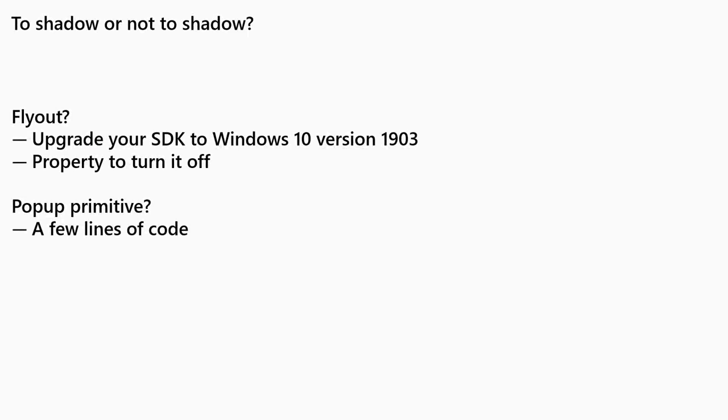OK, as I mentioned, we turned on shadow everywhere for you, so you don't have to do work. But there are 2 situations where we want you to make the decision yourself. First one is flyout. We did not want to break your application by accident, so we decided not to turn on shadow automatically for you for flyout. However, the good news is that when you update your SDK to the May 2019 update, you get shadow automatically. But if for some reason the shadows don't work for your application, there is a way to turn it off. Second one is pop-up primitive.